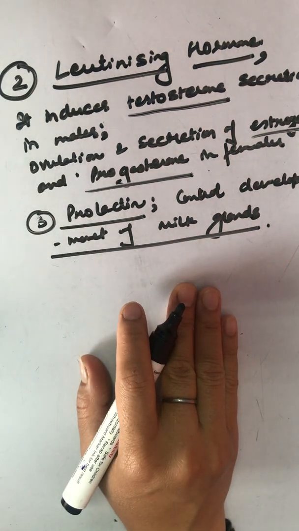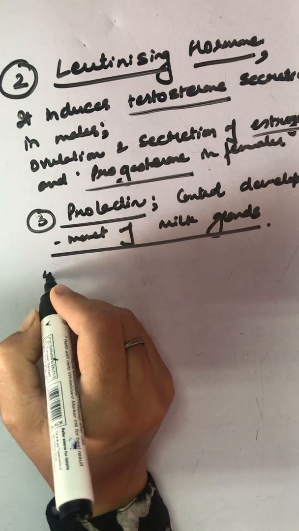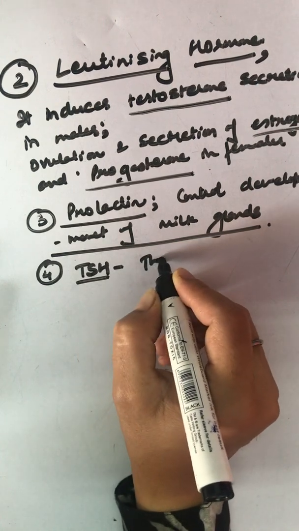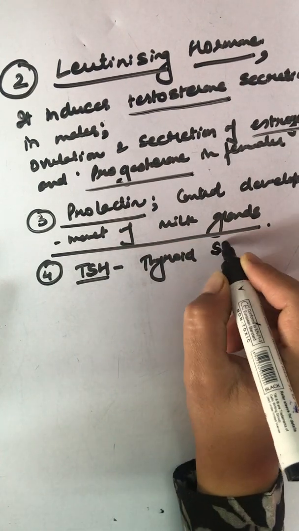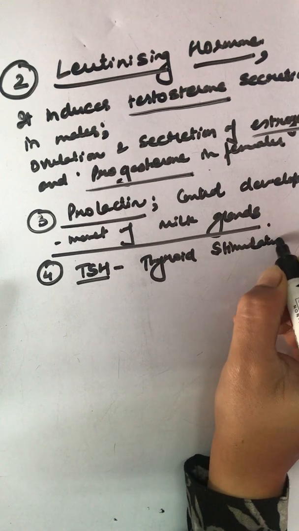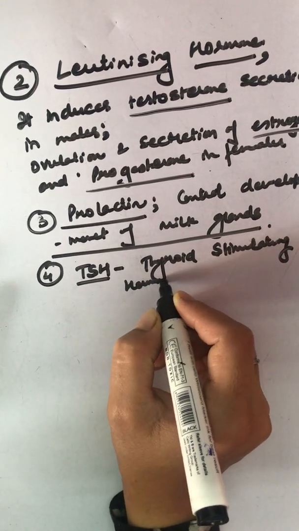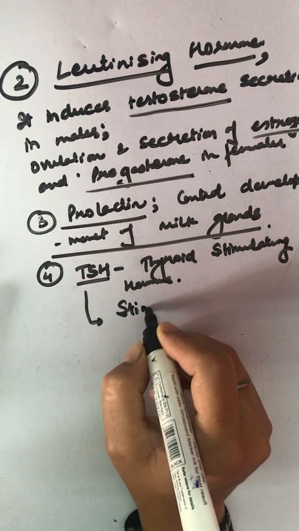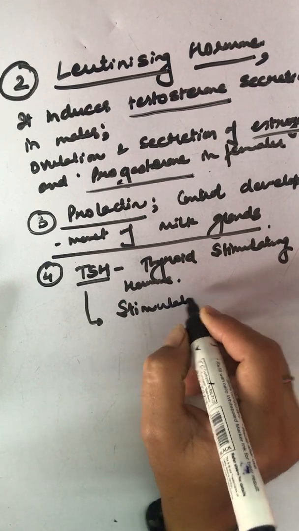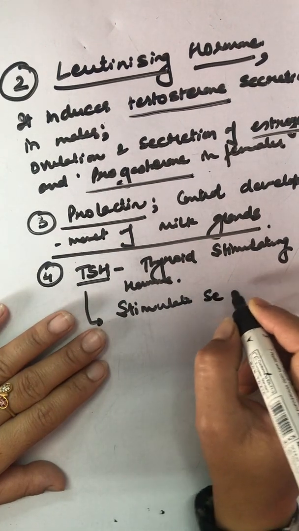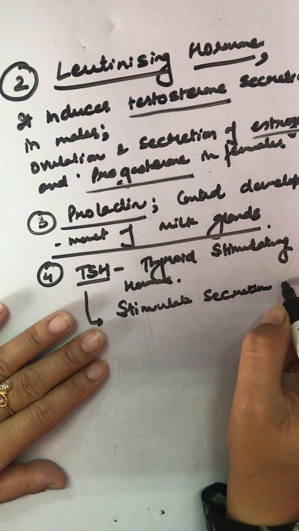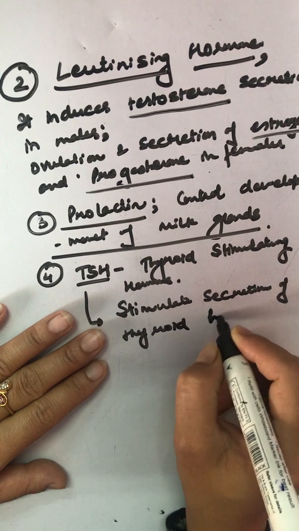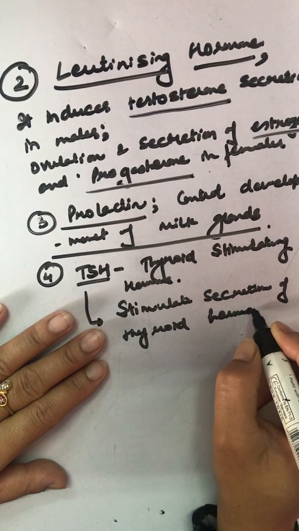Moving to the next one, TSH, that is thyroid stimulating hormone. What does it do? It stimulates secretion of thyroid hormones from the thyroid gland. We will do it in detail, don't worry.